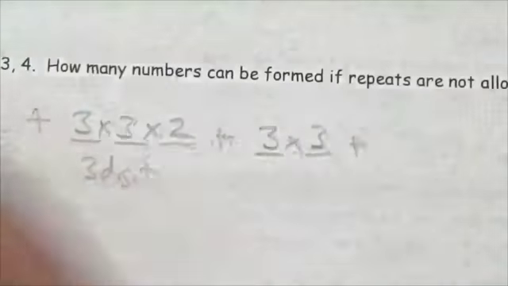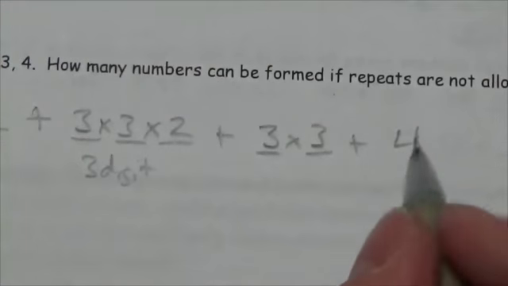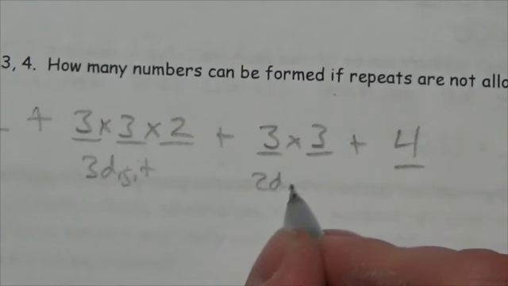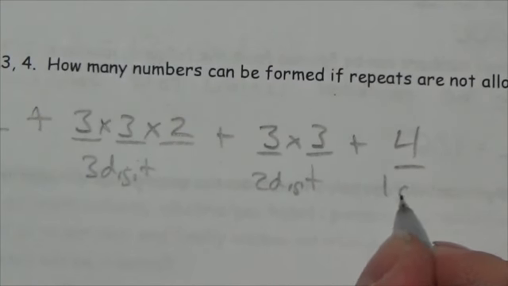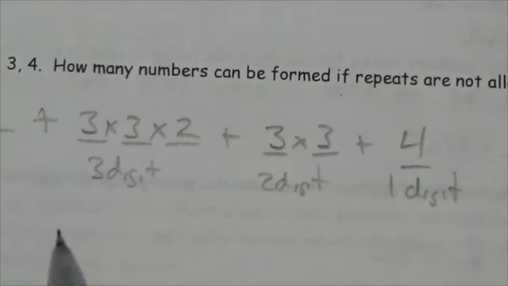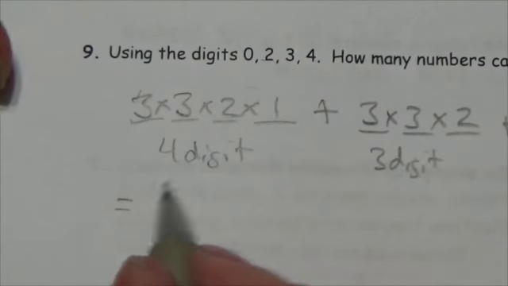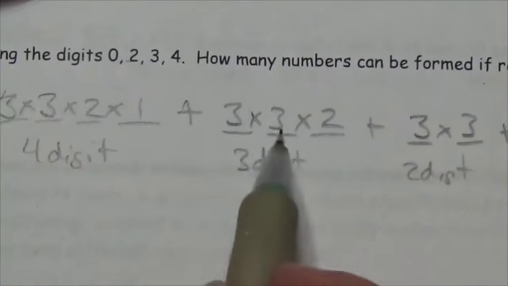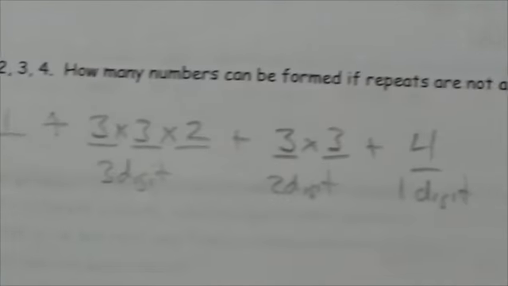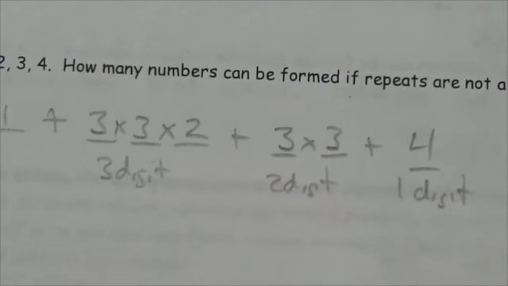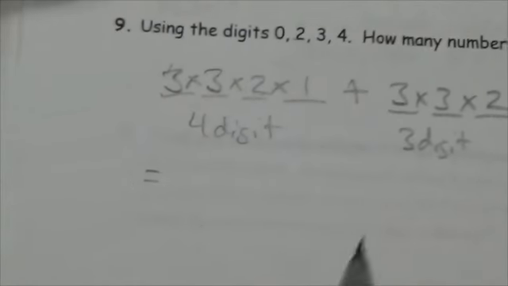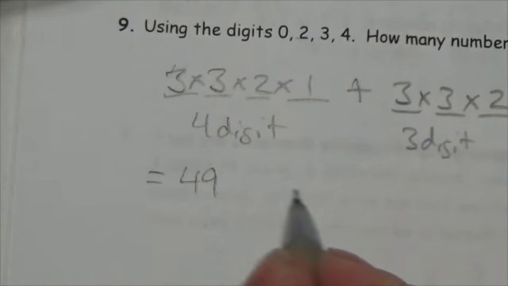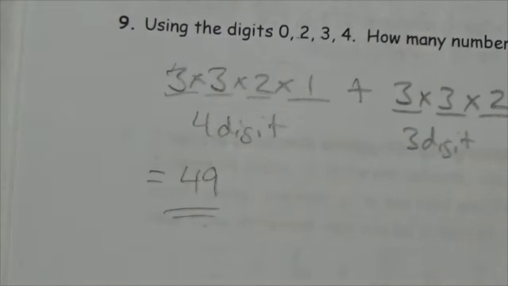Well, sorry, that's not true. Sorry, 0 stands on its own. We can do that, which means there were 4 options for that last one. So 2-digit, and then a 1-digit number. Now putting that all together, what have we got here? 3 times 3 is 9 times 2 is 18. Another 18, that's 36. 36 and 9 is 45. And 4 is 49. So there are 49 different numbers that we can make given those restrictions.